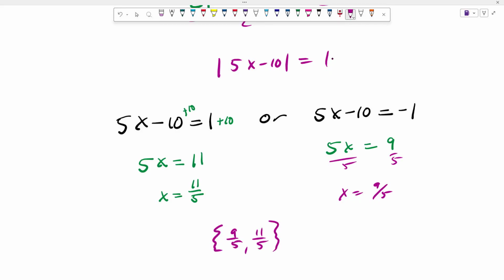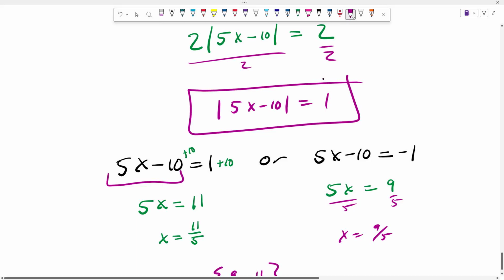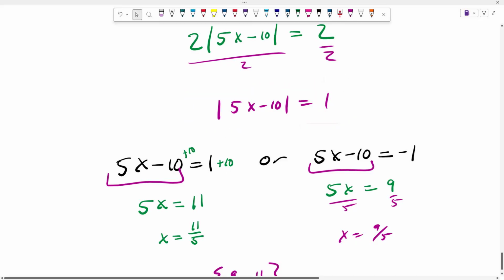We got two solutions. So for all these, once you get the absolute value by itself, just write two separate equations. They'll either equal positive that number or negative that number. Sound good? I think you'll be able to do the homework. So we're going to stop here.